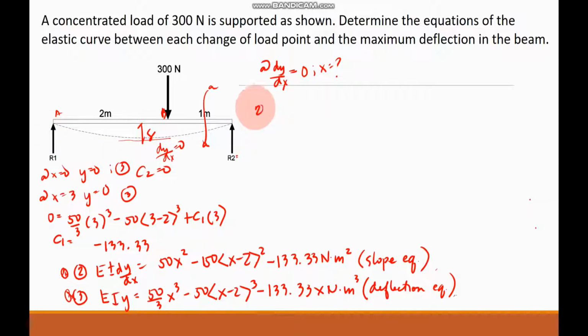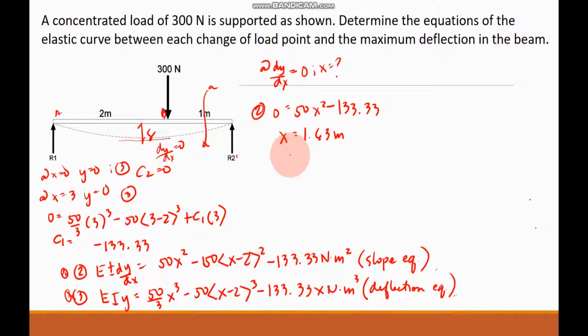So, by using equation 2, so we have here 0 is equal to 50 x squared minus, so kung i-assume natin na nasa loob siya ng distance between A and B which is 2 meters, magiging 0 to. So, let us cancel it out, making it minus 133.33. Therefore, our x is equal to 1.63 meters. So, our assumption na yung maximum deflection natin will occur between A and B is correct.